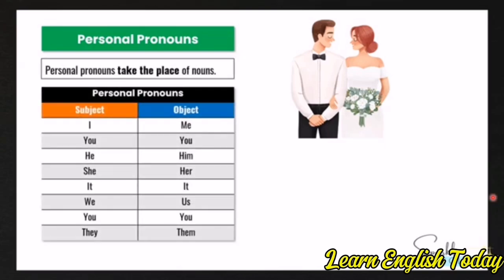Personal pronouns take the place of nouns and usually someone's name. We have subject personal pronouns and object personal pronouns: I, me, you, you, he, him, she, her, it, we, us, you, they, them.